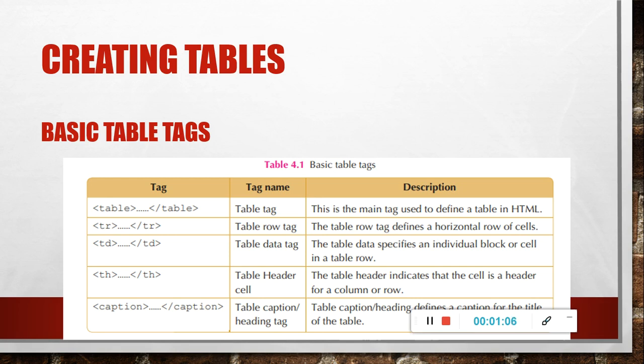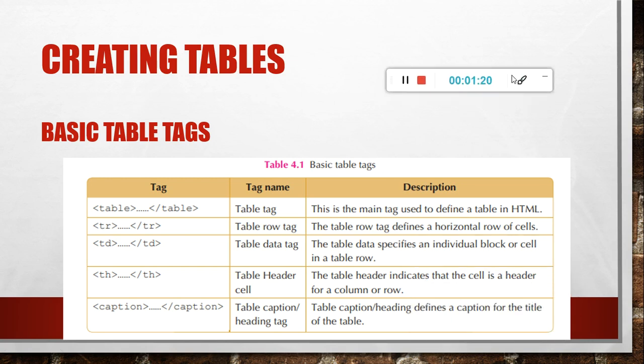In your textbook there are some basic tags given on page number 72. See the basic tags. The table tag is the main tag used to define the table in HTML. Then the tr tag is given. tr is nothing but the table row tag. This is used to define a horizontal row of cells. Then td.